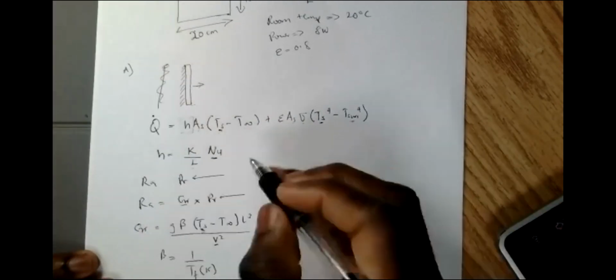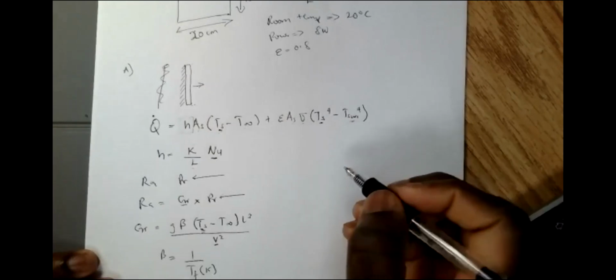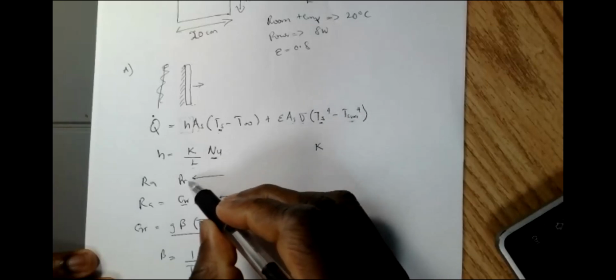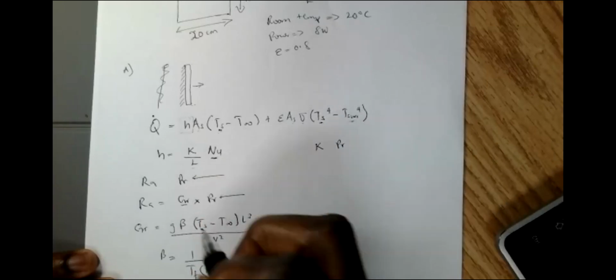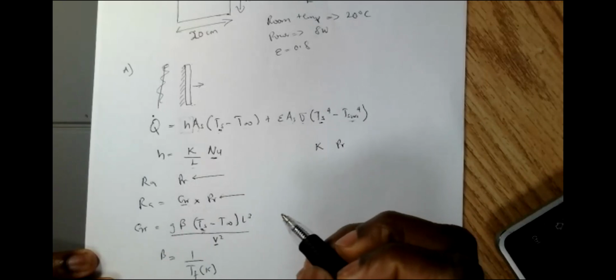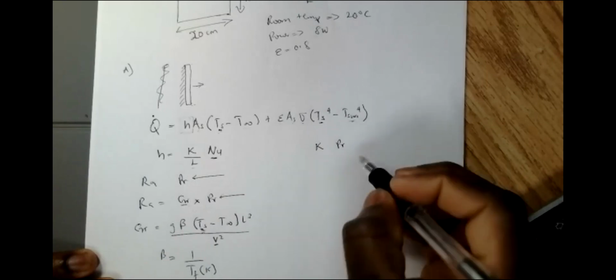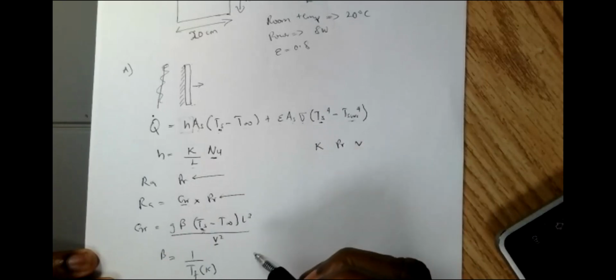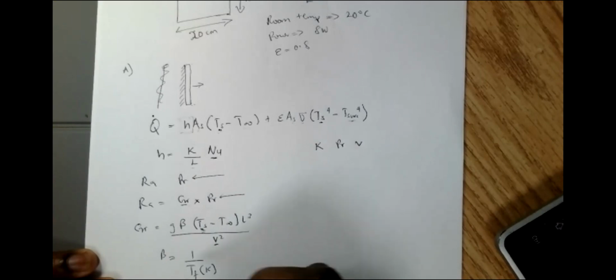So I'm just going to write out all the constant properties that we have to find. We have to find the value of k from tables. We have to find a Prandtl number. We have to find the kinematic viscosity. So those are the three things that we have to find from tables, and then we can go ahead and evaluate the rest of it.